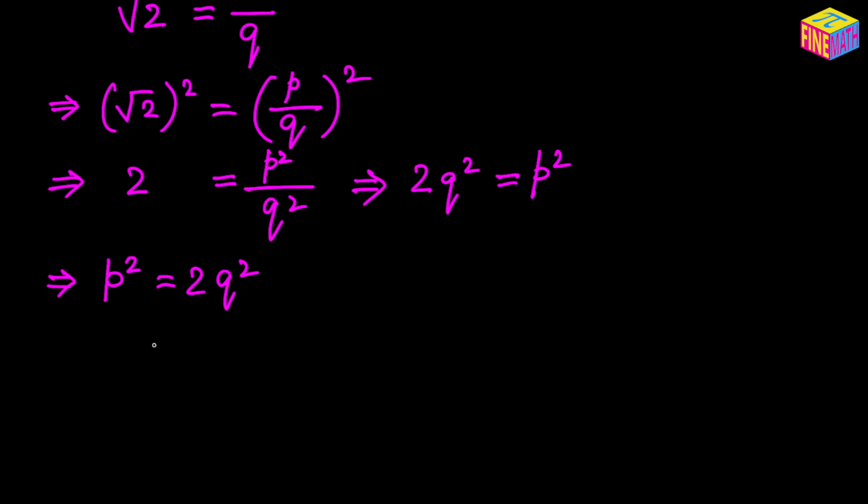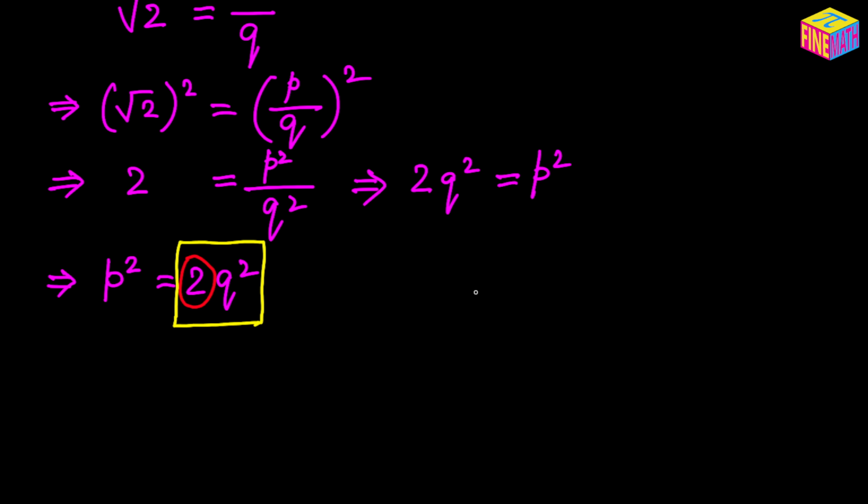Now, if you look at it, p squared has a value which is an even number. Why? Because 2 is a factor here. So, because 2 is a factor, the square of p, or p squared, is actually an even number. Now, if the square of a number is an even number, then the number must be an even number.